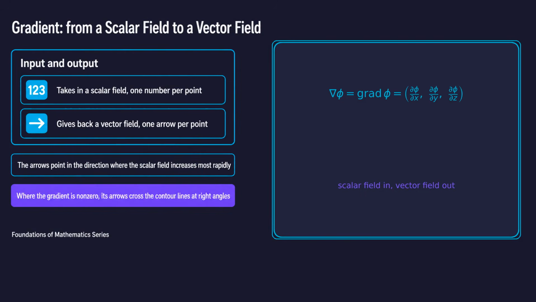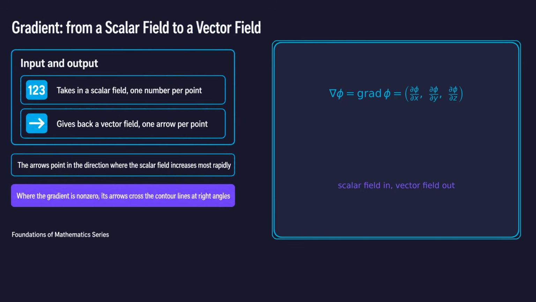The first operator is the gradient, which you have already met. The gradient of a scalar field phi is written with the nabla symbol and has the partial derivatives of phi as its components. Pay attention to the types involved, because this is the cleanest way to keep the 4 operators straight. The gradient takes in a scalar field, 1 number per point, and gives back a vector field, 1 arrow per point.